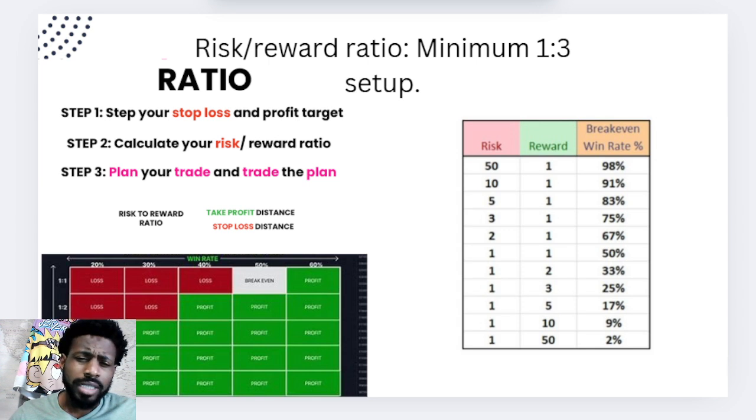Okay, you got step one: your stop loss and profit target. So you want to set up your stop loss and profit target.